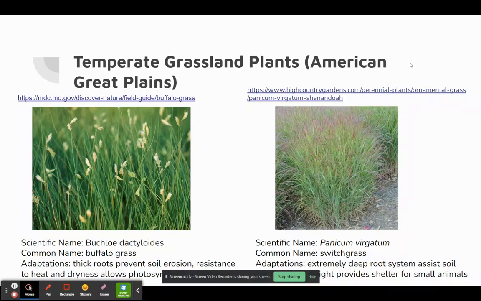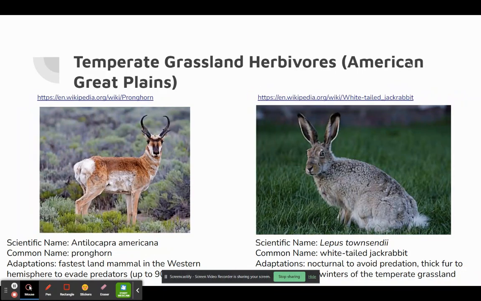So buffalo grass has thick roots, therefore the whole plant doesn't die when it gets grazed upon, just the stem, and then it can grow back. This also prevents soil erosion, and it's also very resistant to heat and dryness, meaning that it can photosynthesize a lot during the summer and survive through those cold winters where it might not be able to. My second plant is a switchgrass. So it has an extremely deep root system for soil conservation, and its height also provides shelter for small animals like rodents and birds.